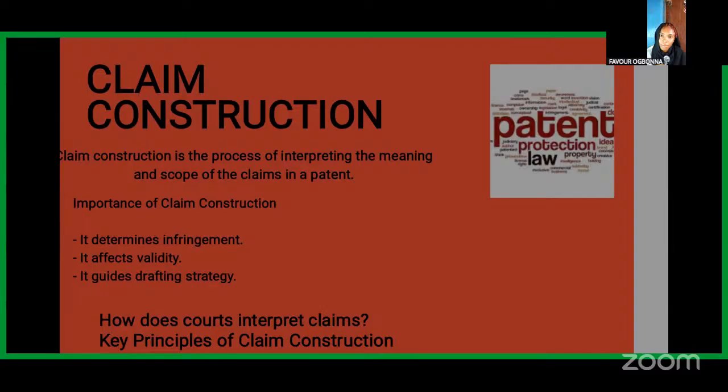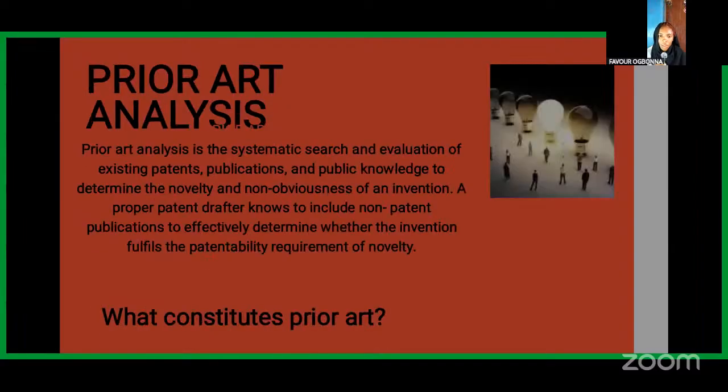Prior art analysis is the systematic search and evaluation of existing patents, publications, and public knowledge to determine the novelty and non-obviousness of an invention. This is basically a search to see if there are existing patents similar to the one you want to apply for.